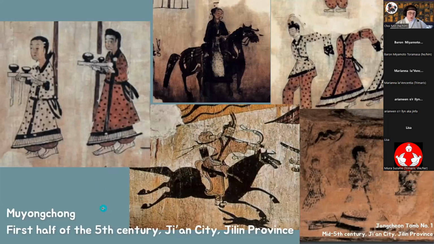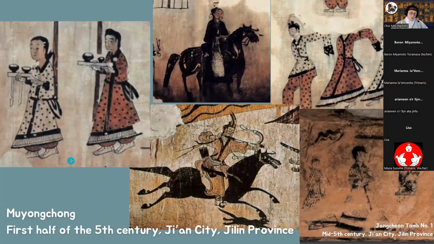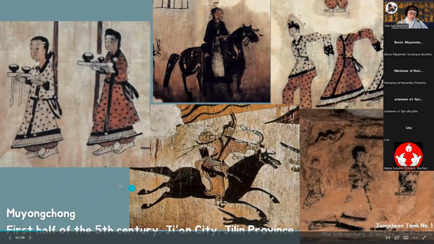And then here we go, some more tomb paintings. These are the more iconic Goguryeo tomb paintings. They have all these polka dots on them, and the polka dots and the stripes are iconically Goguryeo.